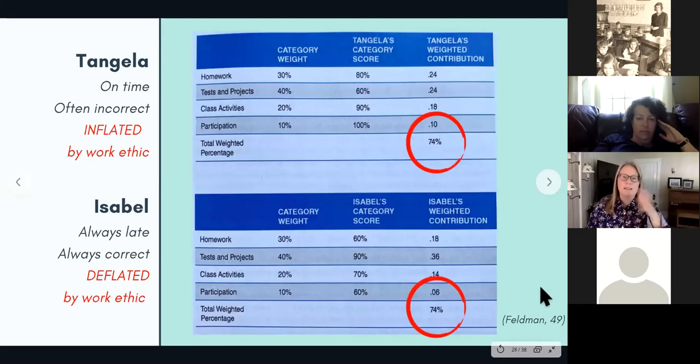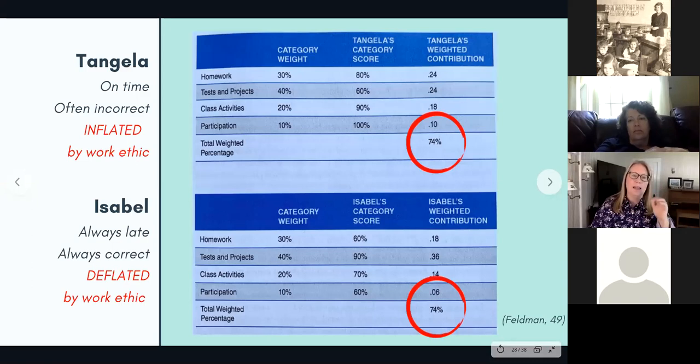So in the book, it has this example of Tangela and Isabel, and Tangela is a student at the top here. She had 74% for her grade, which included all these categories, and the teacher had weighted those categories. This student is always on time, so she had a really good work ethic, but she was often incorrect with her work. So her grade was actually inflated by her work ethic, whereas Isabel was always late, but always correct, and her grade got deflated by her work ethic. And these 2 students both have a 74%, even though one knows the content better than the other.